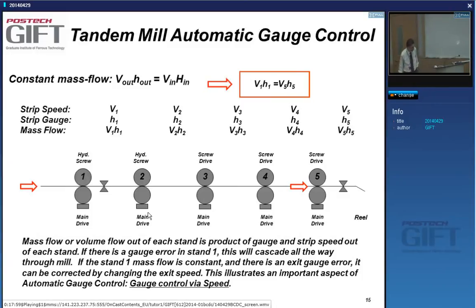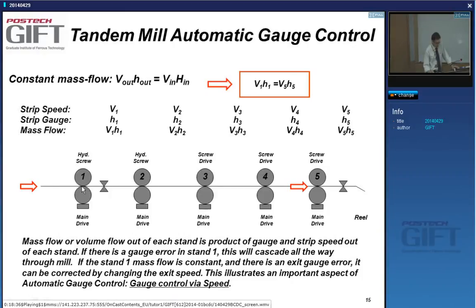We said a few things about gauge control when we discussed the hot strip mill. I just want to say a few things at this juncture about the tandem mill. So in a tandem mill, the strip goes from one stand into the other stand, yes?